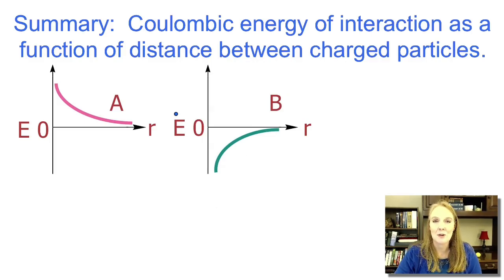Here are the two graphs that we drew. I don't have the dots here, I just have the curve. These graphs, again, are energy as a function of distance, okay? And we're looking at the interaction between charged particles. Which of these two graphs is showing the interaction between oppositely charged particles as a function of distance?